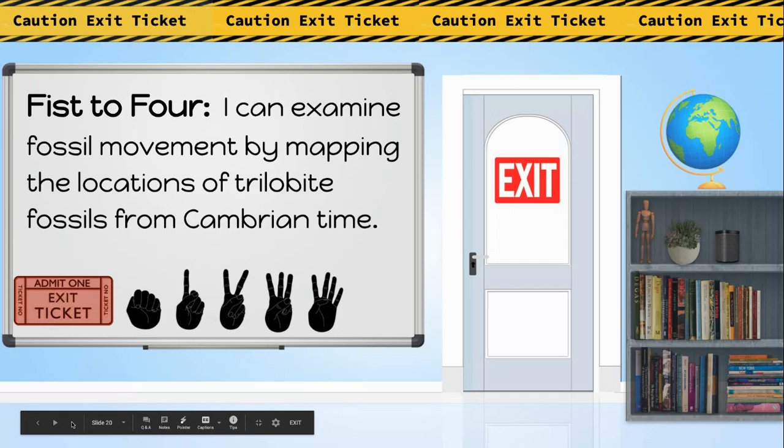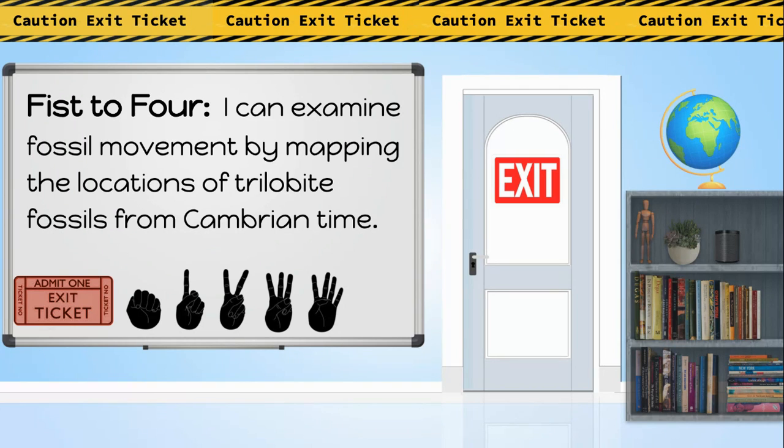Then we'll check out with our FISTA 4 reflection poll. I can examine fossil movement by mapping the locations of trilobite fossils from Cambrian time. If you could teach this, rate yourself a 4. If you have a great understanding, give yourself a 3. If you're still learning, give yourself a 2. If you need some help, give yourself a 1. If you need a lot of help, give yourself a 0.